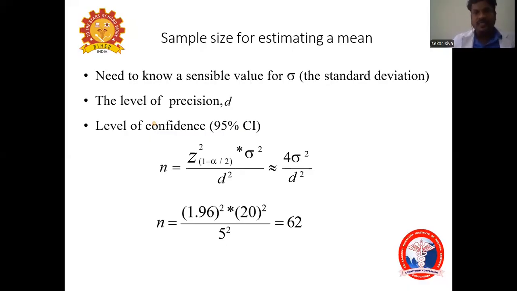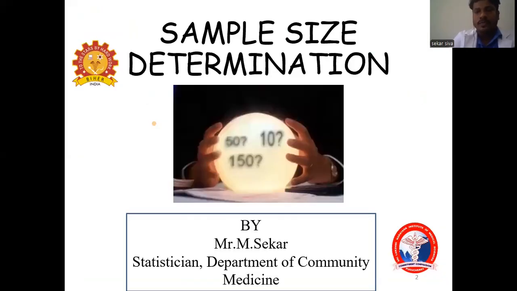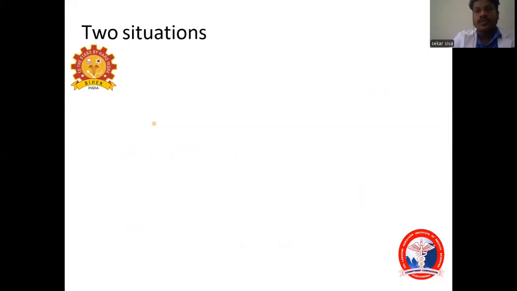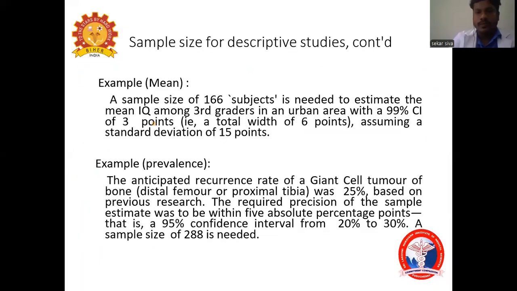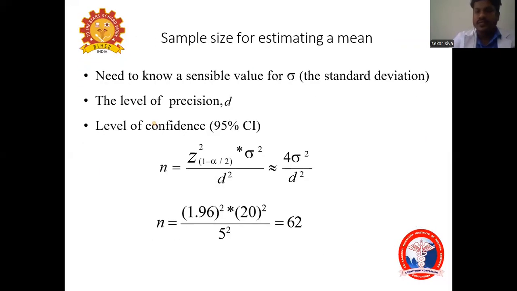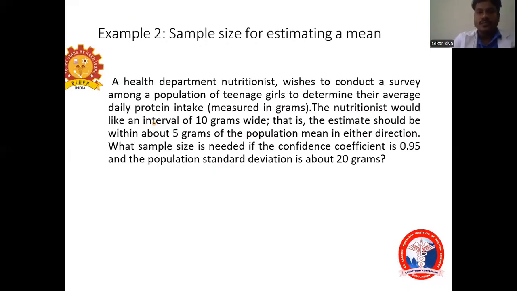For a 95% confidence value, the Z value is 1.96. So 1.96 the whole square into 20 the whole square, divided by D, that is 5 square, is 62 samples. We need to address this issue.